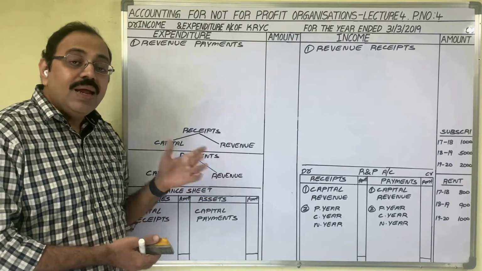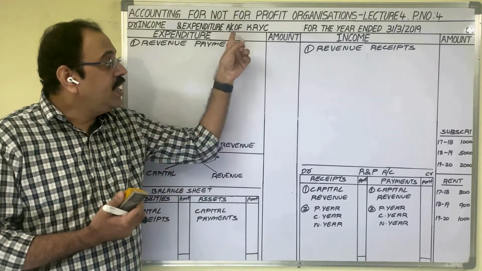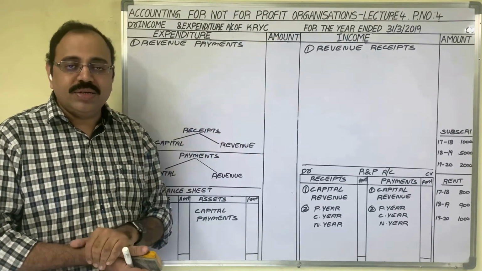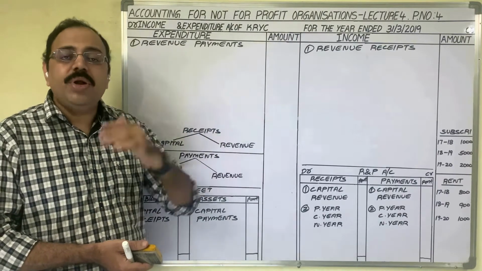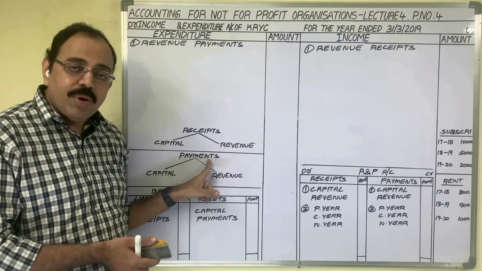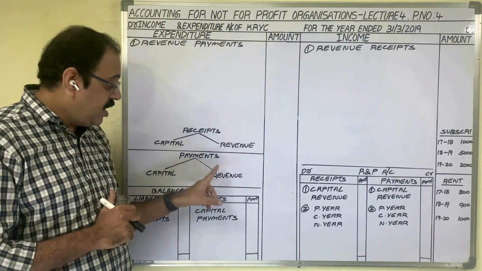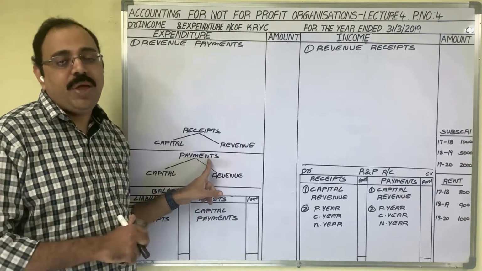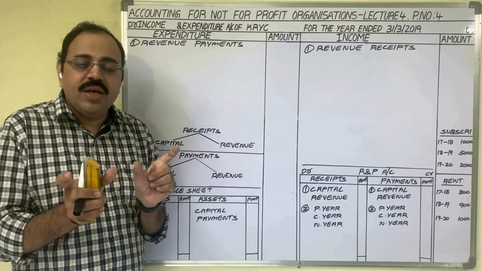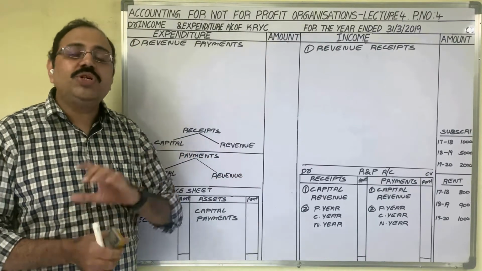Revenue payment means recurring payments, regular payments. For example, they have taken their building on rental basis and every month they are paying rent on that. So it is a regular payment now. It comes under revenue payment. So remember, capital payment means non-recurring payment, and revenue payment means recurring payment. But only based on this factor, you cannot decide whether one payment is capital or revenue. Other points also we should observe.